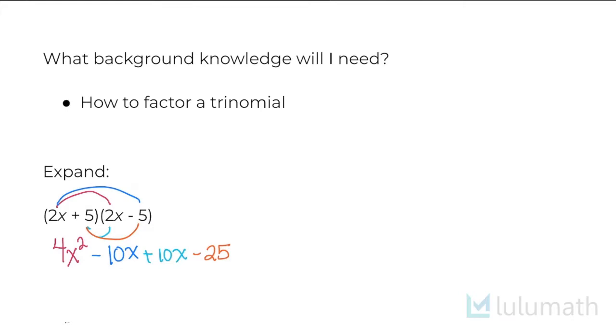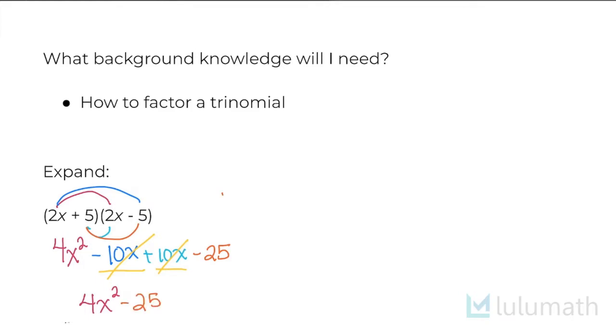Now remember, we always collect our like terms. So our like terms here are this negative 10x and this positive 10x. But because they are the exact same coefficients, except one is positive and one is negative, they will cancel each other out. I have 0 x's left over, so I don't even have to write that x down. My final answer is 4x squared minus this 25 right here.